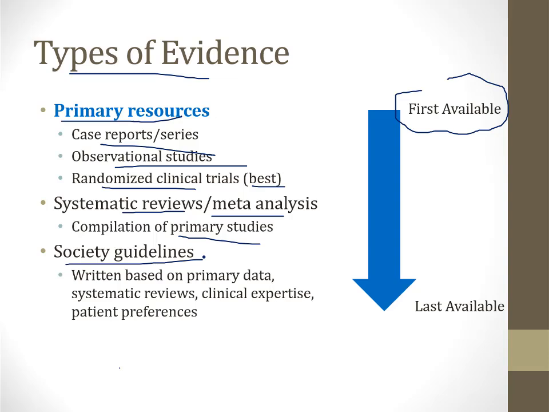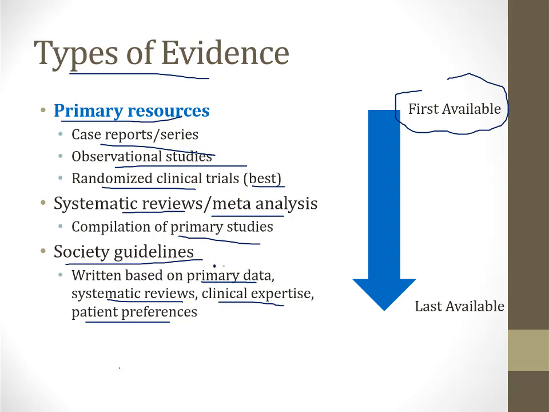These are guidelines written by societies like the American Heart Association or the American Cancer Association. And what happens in these society guidelines is experts get together, they review the primary data, the systematic reviews. They also use their clinical expertise and what's known about patient preferences. And based on this, you get a guideline. For example, there is an American Heart Association guideline to give aspirin to all patients with myocardial infarction.